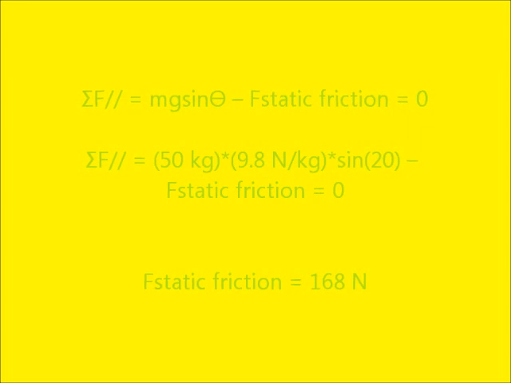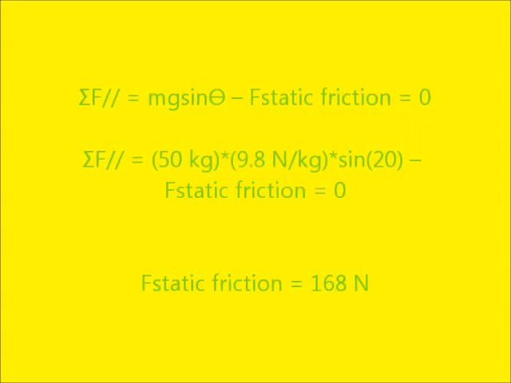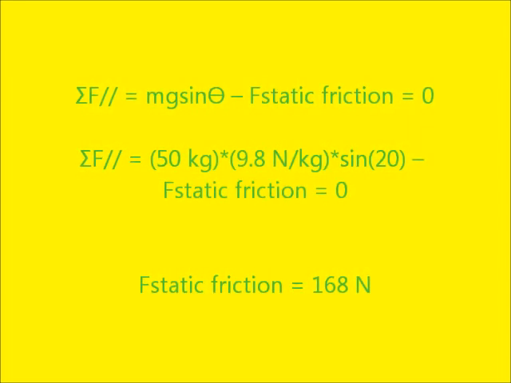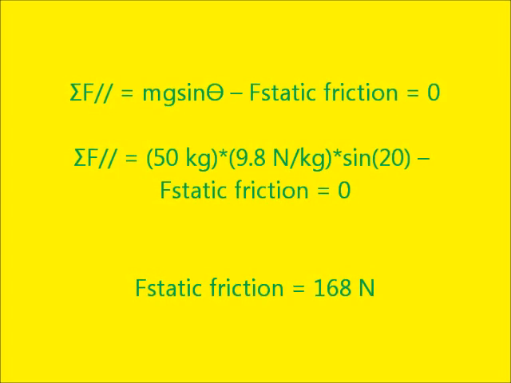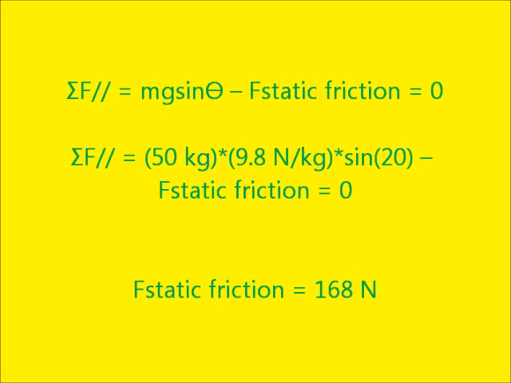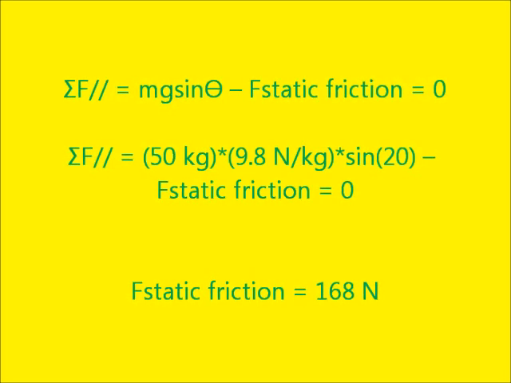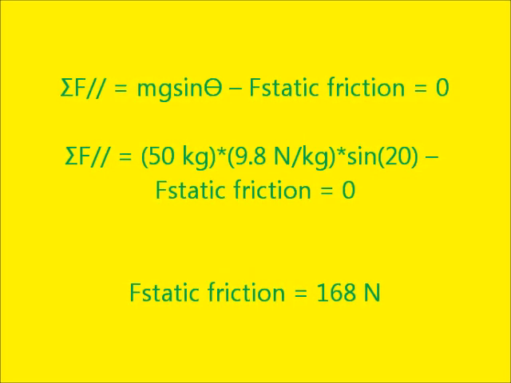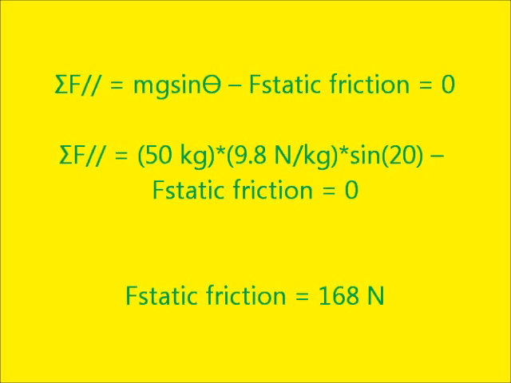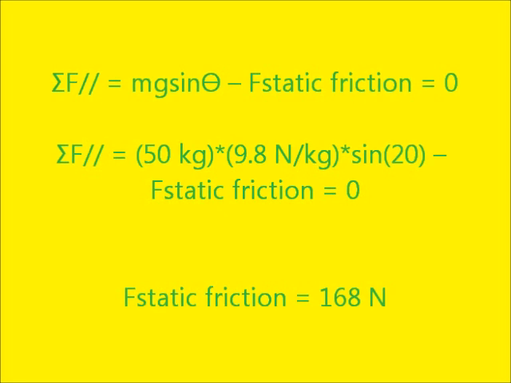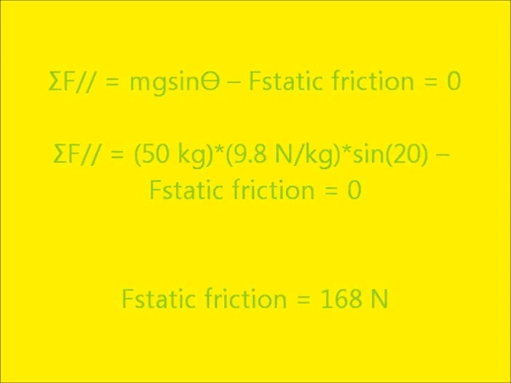So we're given enough in the problem so we can find out how much friction we need at an angle of 20 degrees in order to hold the file cabinet on the flatbed. We can sub in the mass of the file cabinet, which is 50 kilograms, times the gravitational field strength, 9.8 newtons per kilogram, times the sine of 20 degrees. Make sure your calculator's in degree mode. And then when we do all this math, we find the static friction we need is 168 newtons.